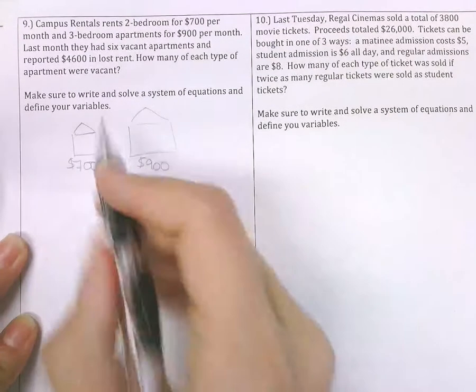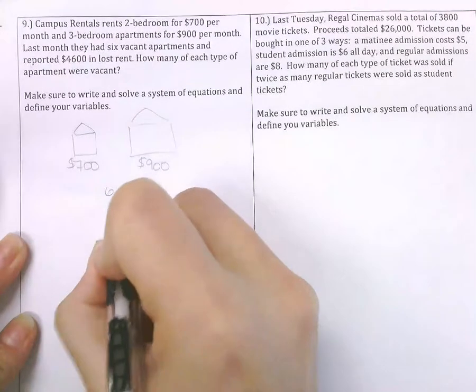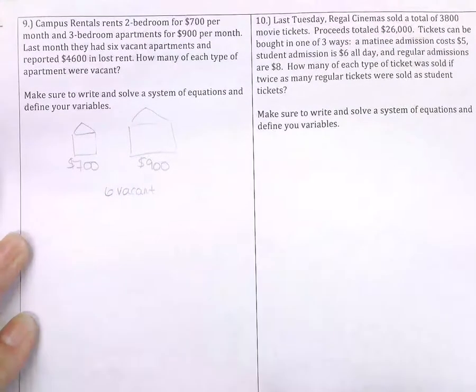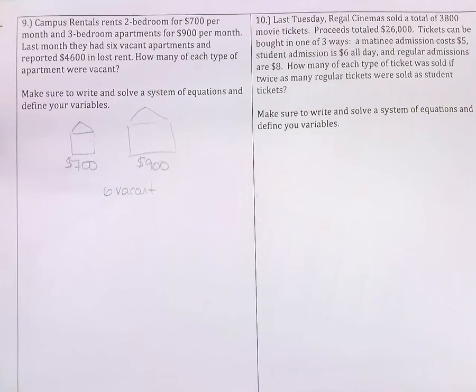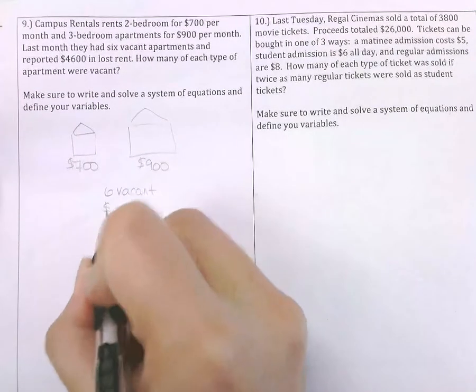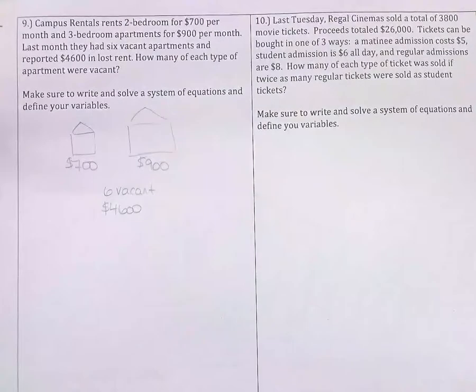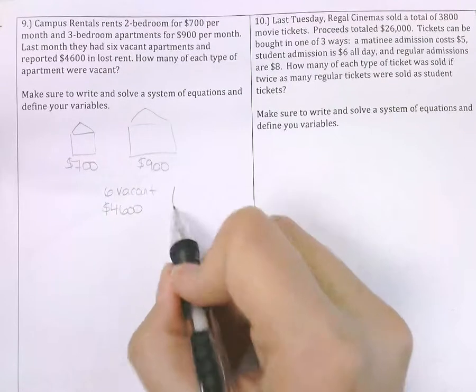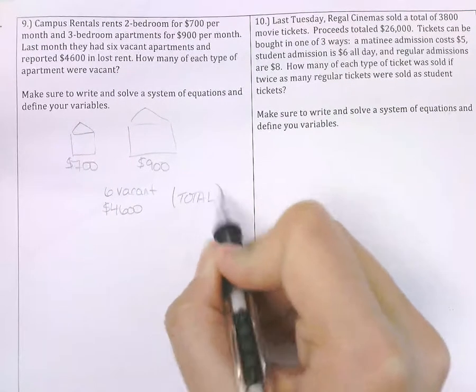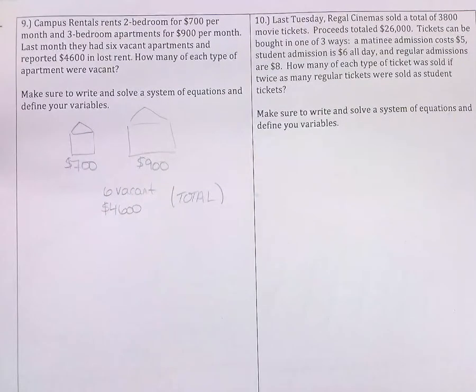Last month, they didn't have people in 6 apartments. Okay? Vacant means no one lives there. So there were 6 empty ones. And because there were 6 empty ones, they lost $4,600. These are examples of totals. They had a total of 6 vacant apartments. They had a total of $4,600 lost in rent.